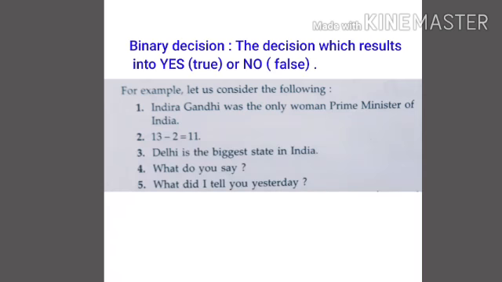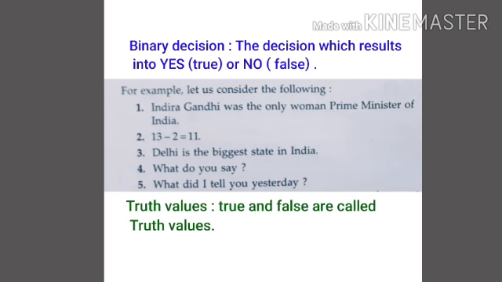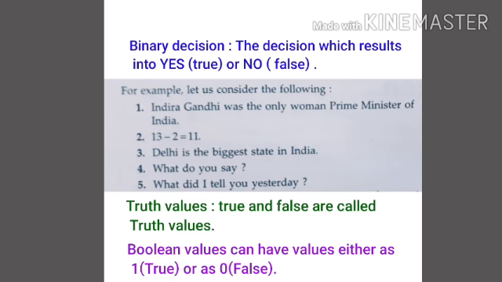Every day we come across various questions in our mind where we have to make a logical decision, and the answers to these questions are generally yes or no, or true or false, or correct or incorrect. For example, here we have seen 5 questions. Indira Gandhi was the only woman Prime Minister of India. Second, 13 minus 2 is 11. Third, Delhi is the biggest state in India. Fourth, what do you say? Fifth, what did I tell you yesterday?